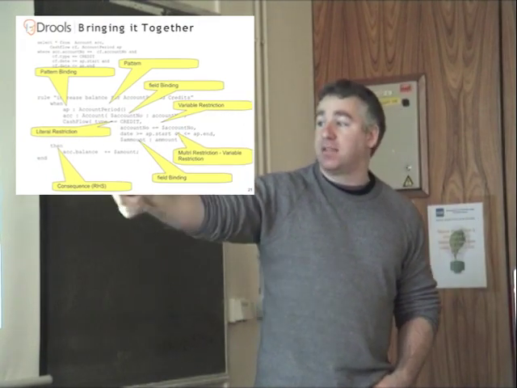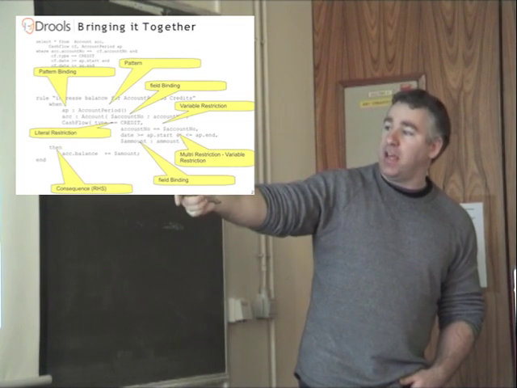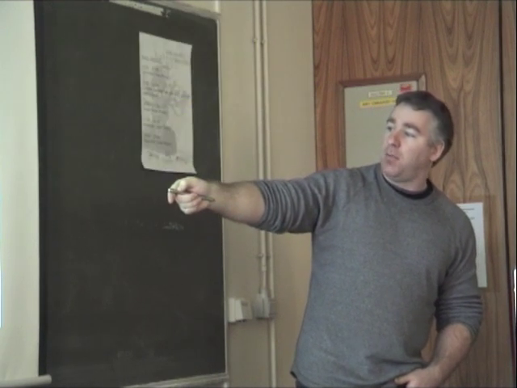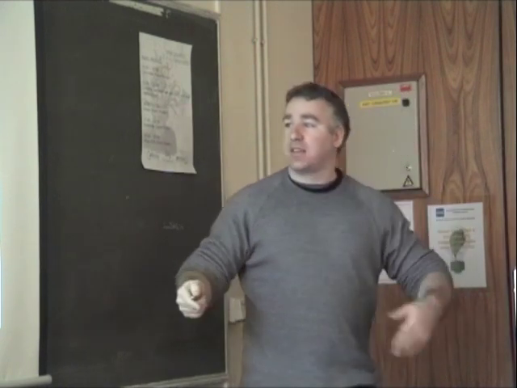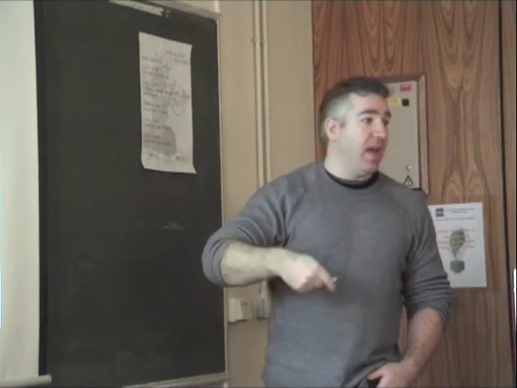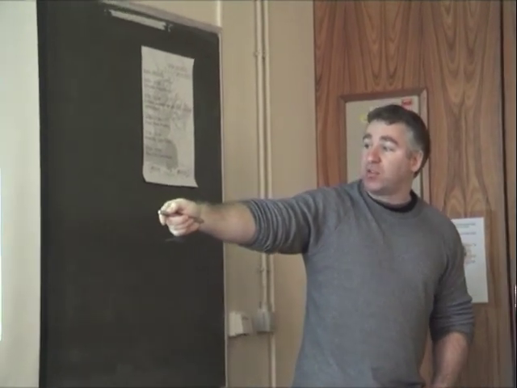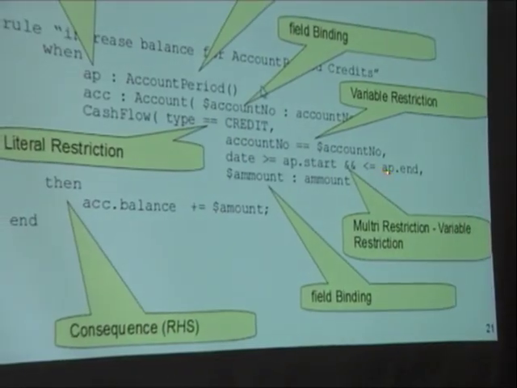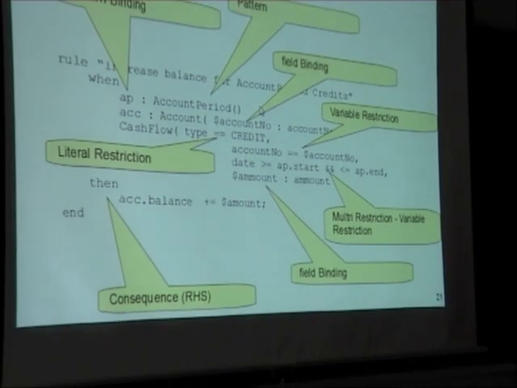It has a literal constraint, the type equals credit. There's our first join. So where cash flow account number equals, see that it says dollar account number? So we can get there, that account number is on this field. That's like saying where, selects is exactly the same as this there. And the execution semantics are exactly the same as SQL. And there's our date range, where date is greater than ap.start and date is less than ap.end. This is exactly the same way of doing those two things there.